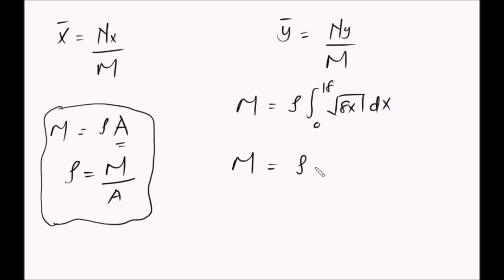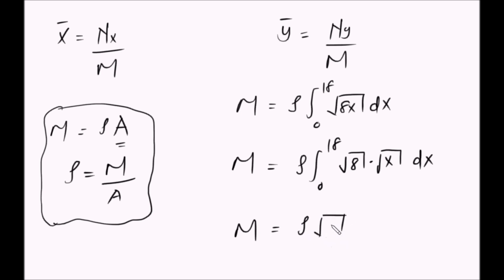So hii unaweza kuandika hivi, integrate from 0 to 18, the square root of 8 times the square root of x dx. Ndio inakuwa unaziingiza zote ndani. So square root of 8 is constant. It means naweza nikaitoa nje. So nje tutakuwa tuna hiyo constant uniform density, alafu tuna square root of 8, alafu ndani tutabaki na square root of x. Square root of x unaweza kuandika kama x power half dx. So this is our mass.